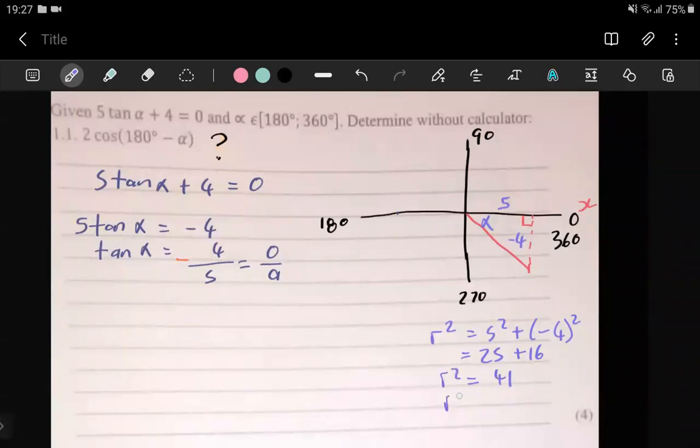So it's r squared. And then if you square root both sides, you're going to end up with square root of 41, which is the number you can put over there inside your sketch. Square root of 41, like that. Perfect, perfect.